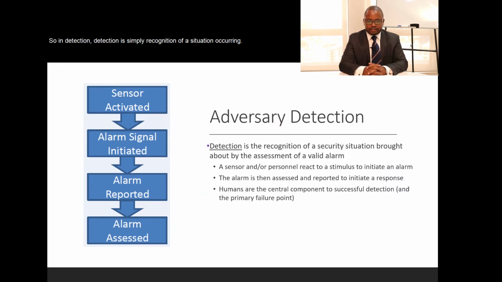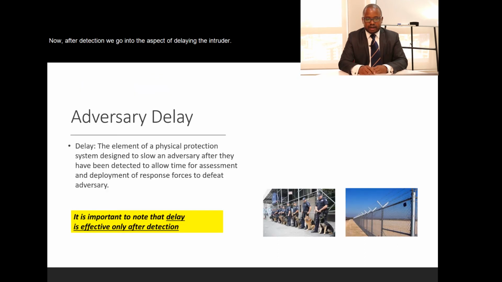So detection is simply recognition of a situation occurring. This can be achieved by using sensors or alarms. And human beings, of course, have also been used successfully as elements of detection. Now, after detection, we go into the aspect of delaying the intruder. Delaying is simply making it difficult for the intruder to get to the critical asset.